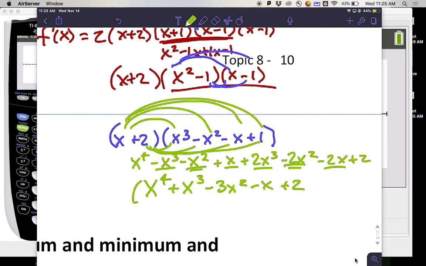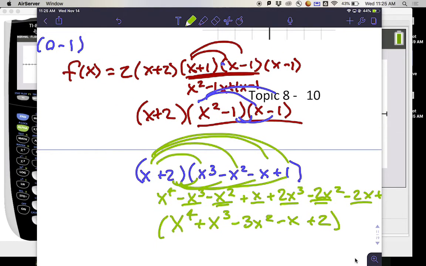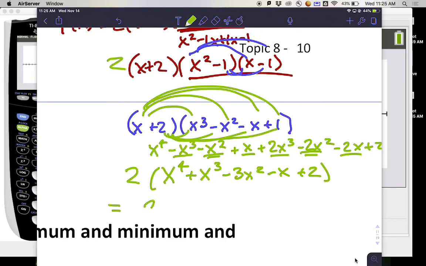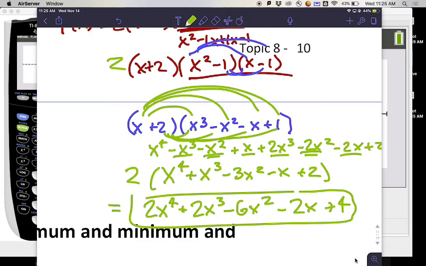All right. Believe it or not, we're almost done. We're technically not done because we have this 2 out here to begin with. So for the final thing, we're just going to distribute 2. And then finally, we have this polynomial in standard form. So this will be 2x to the 4th. This will be 2x cubed. This will be negative 6x squared, negative 2x, and then positive 4. And then there's your polynomial.